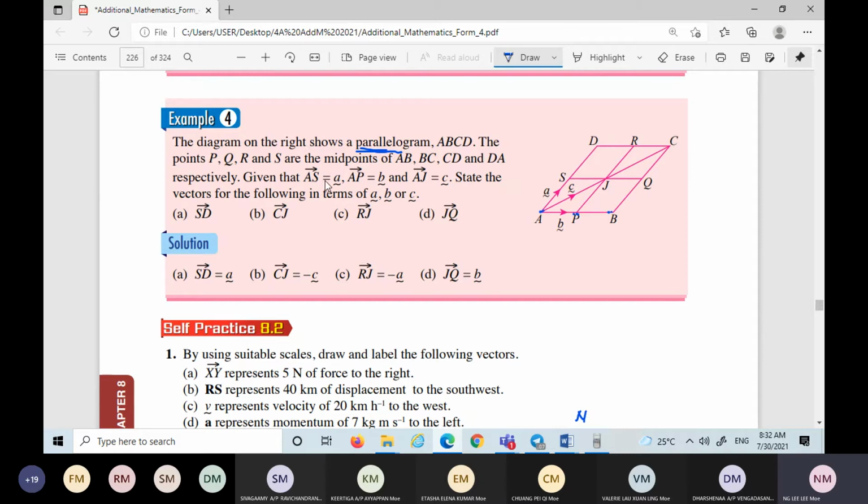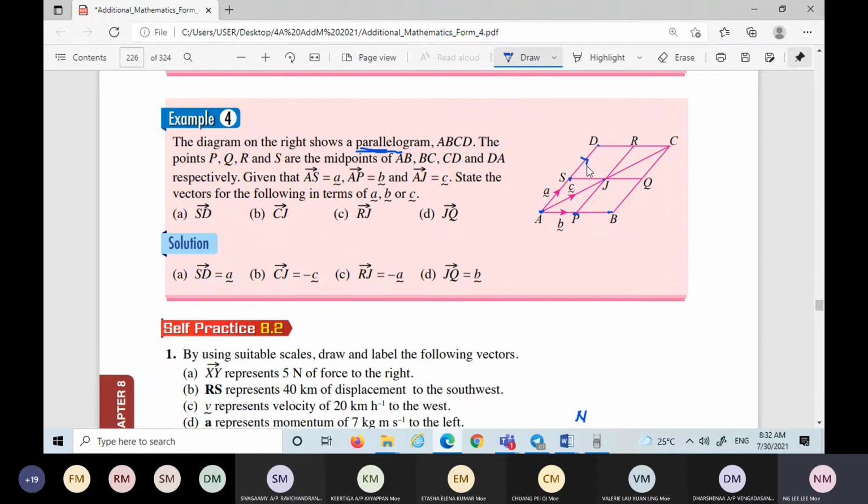Given that, they label this vector as A, this vector AP as B, and this vector as C. Express the following vectors in terms of A, B, C. SD.